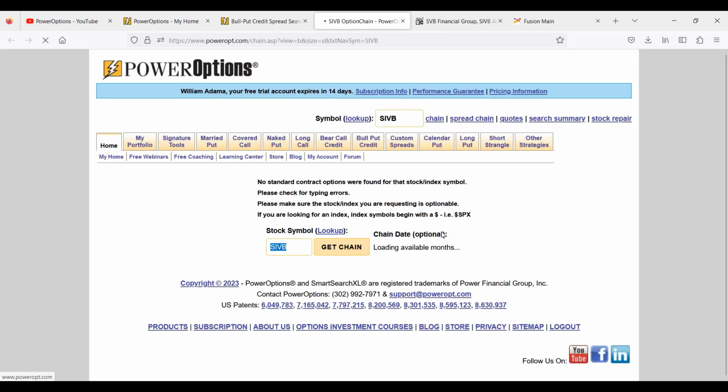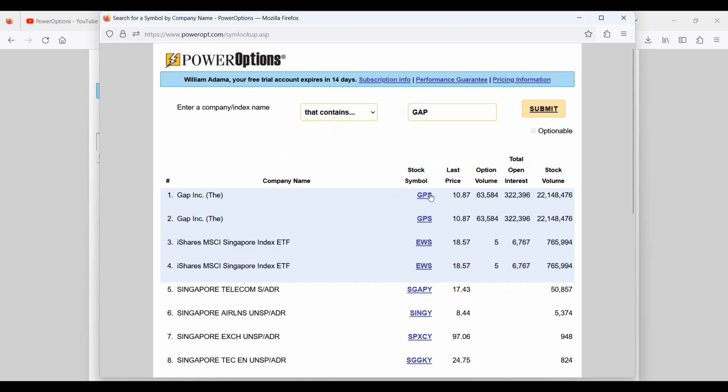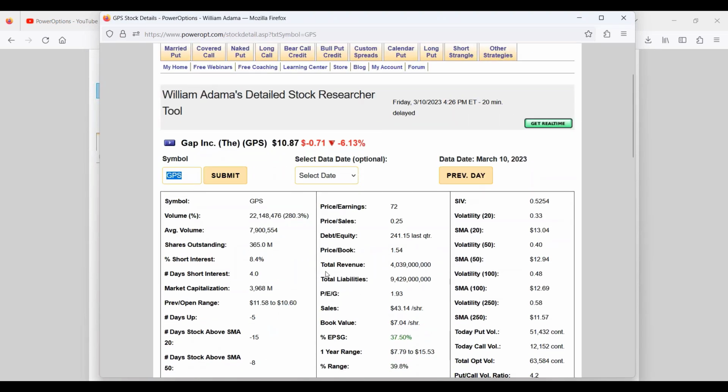Let's go to the chain. I don't even know if we can see the chain. Okay. Well, let's try Gap. JCPenney is another one we've seen recently with, oh, darn. I thought Gap had options. I apologize. Is Gap brand? It's not GPS, is it? It is GPS. I'm sorry. That would solve the problem.